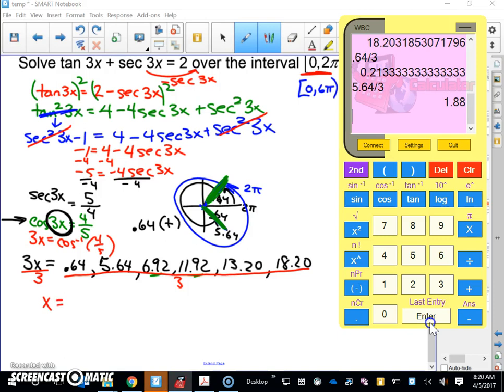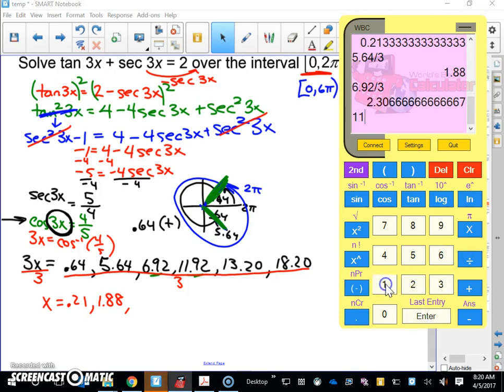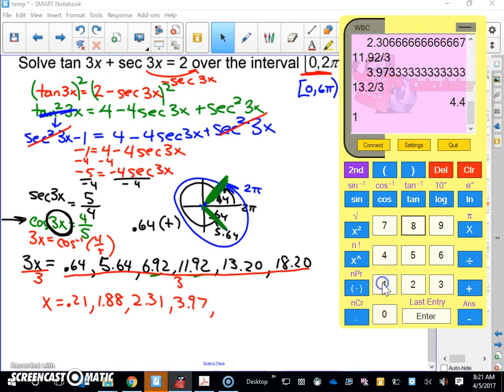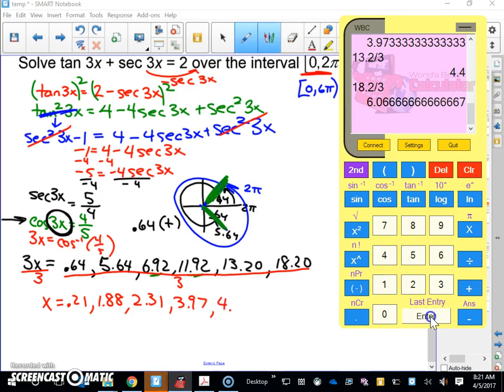So keep in mind I've rounded off, but I've got x equals 0.21 about and 1.88 about, and then 6.92 and 11.92. We've got 2.31 and 3.97, and then we've got 18.2 and 18.2. So we have 4.4 and 6.07.